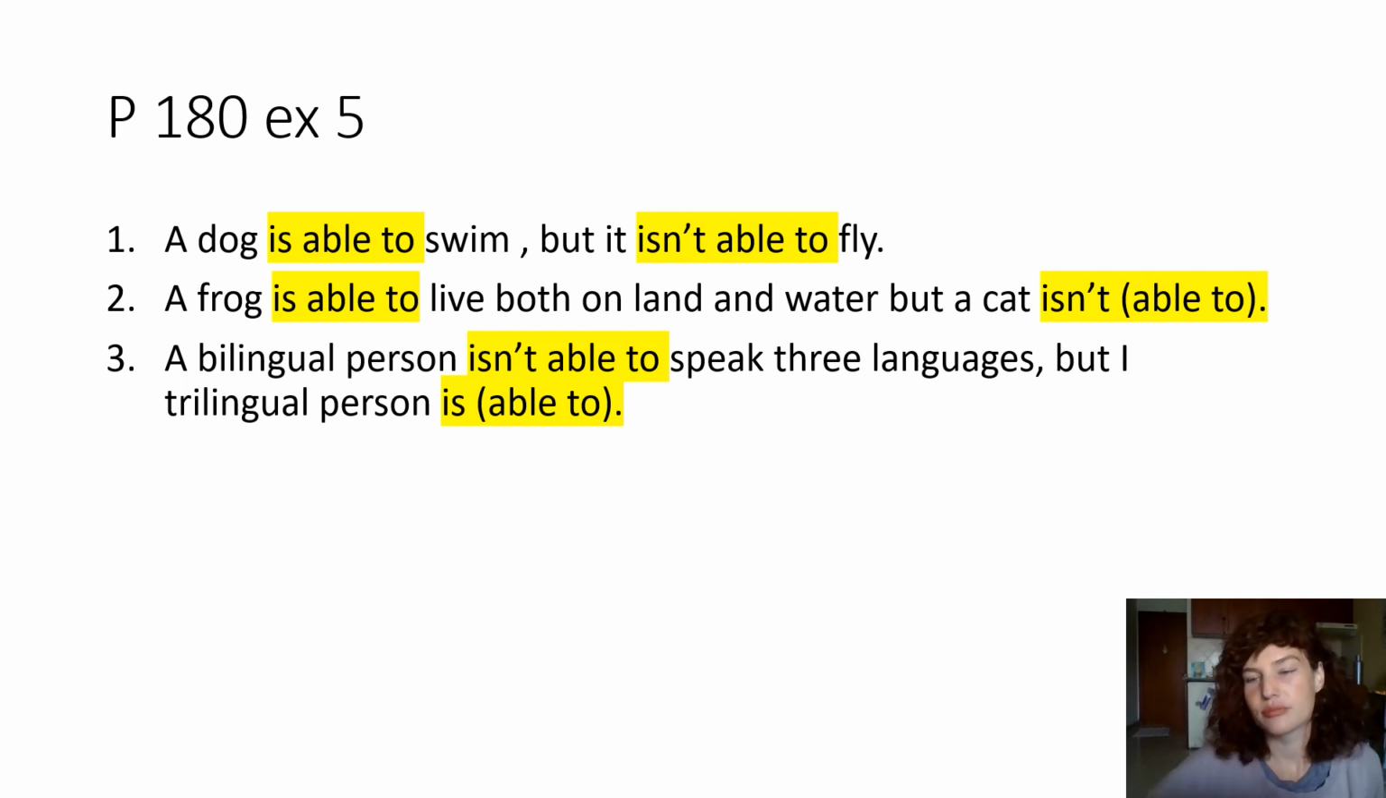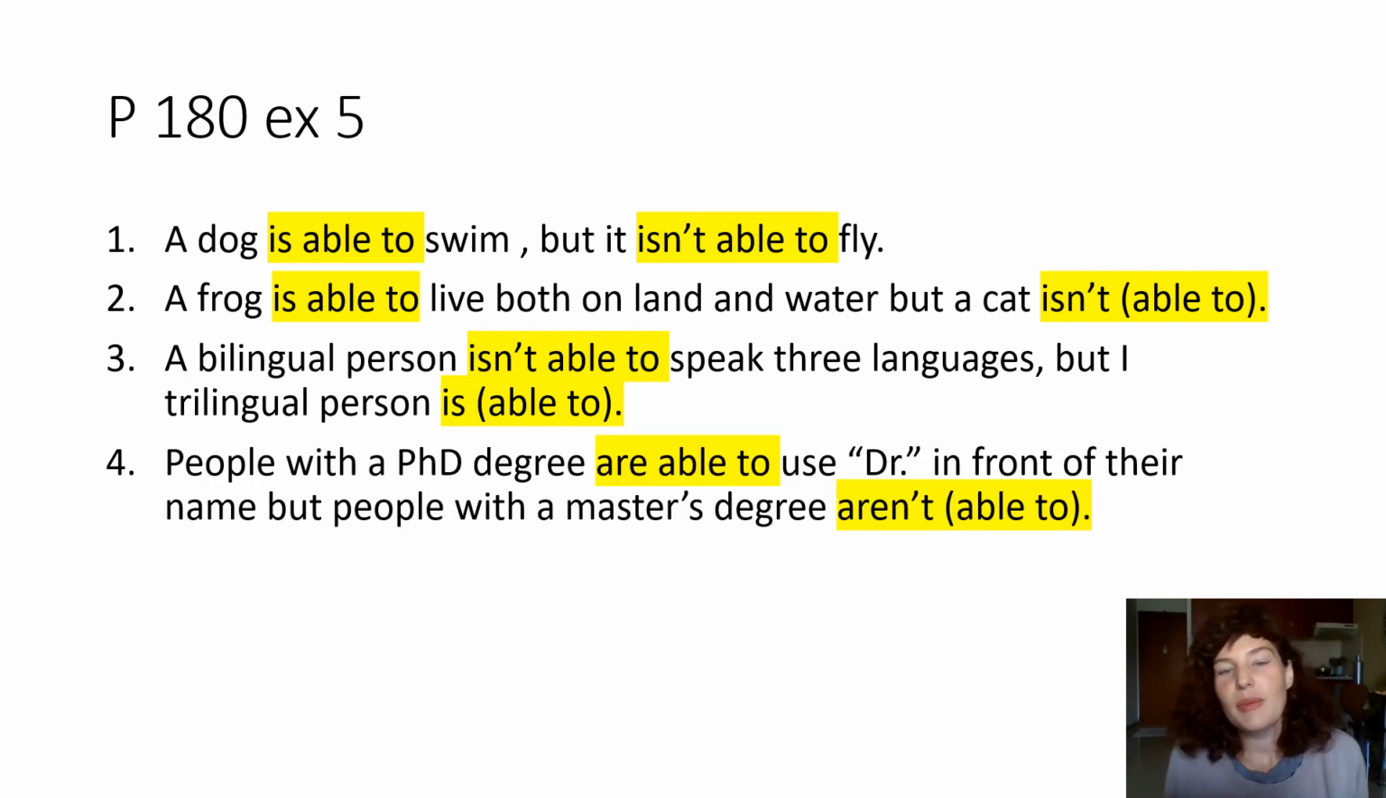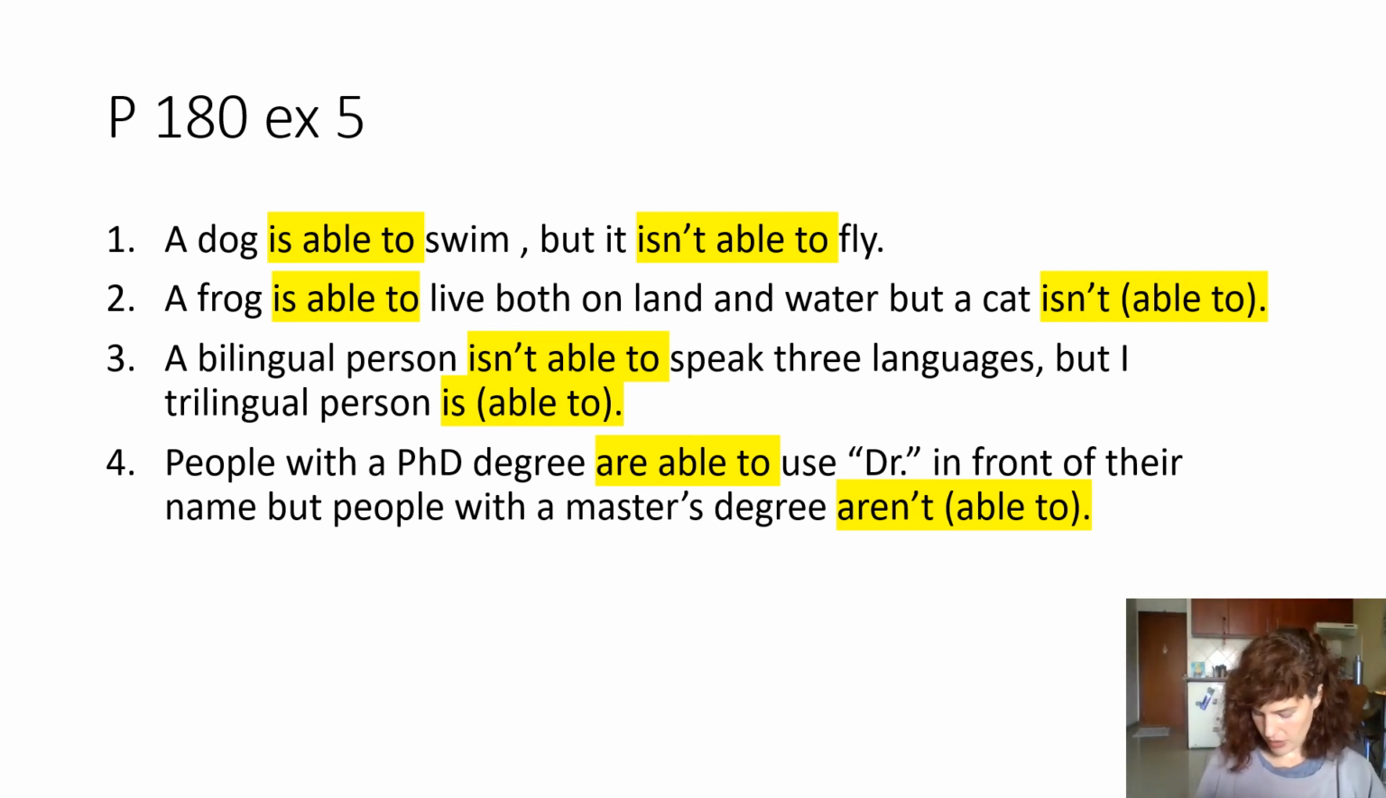Sorry for the typo. People with a PhD degree are able to use doctor in front of their name, but people with a master's degree aren't, or aren't able to. Okay? So that's all we're going to look at right now for 7.2. And we're actually just going to move straight on to the next unit, right?